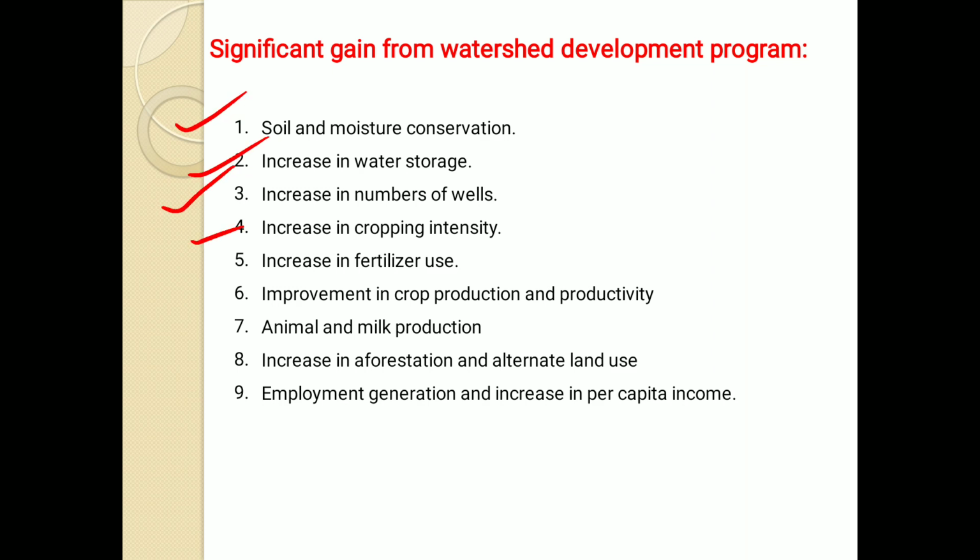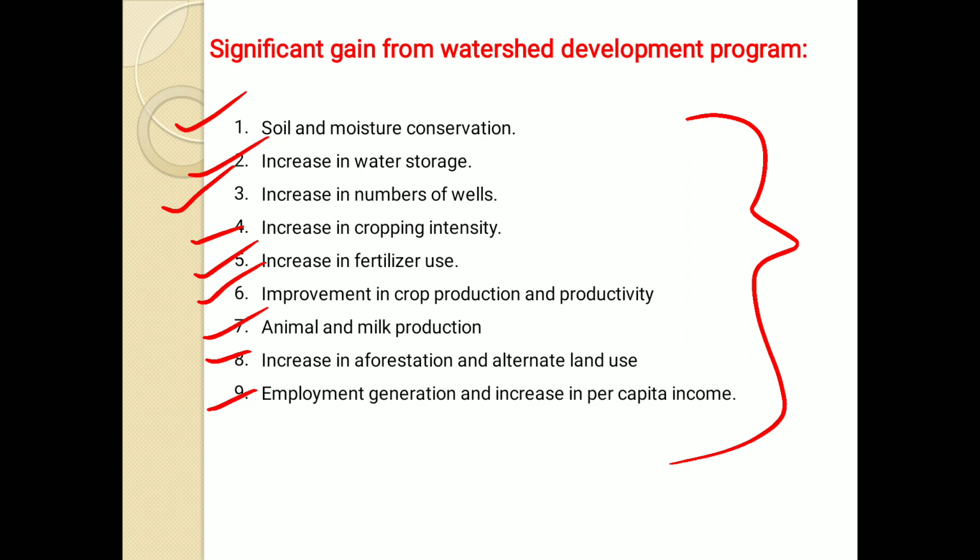Then increase in cropping intensity. If irrigation facilities are maximum, then cropping intensity automatically increases. Then increasing fertilizer use, which simultaneously increases the production, productivity and yield of crops, then improvement in crop production and productivity, also animal and milk production increase. Then increase in afforestation and alternate land use, then employment generation and increase in per capita incomes. These are the different advantages, also the significance, of watershed development programs.